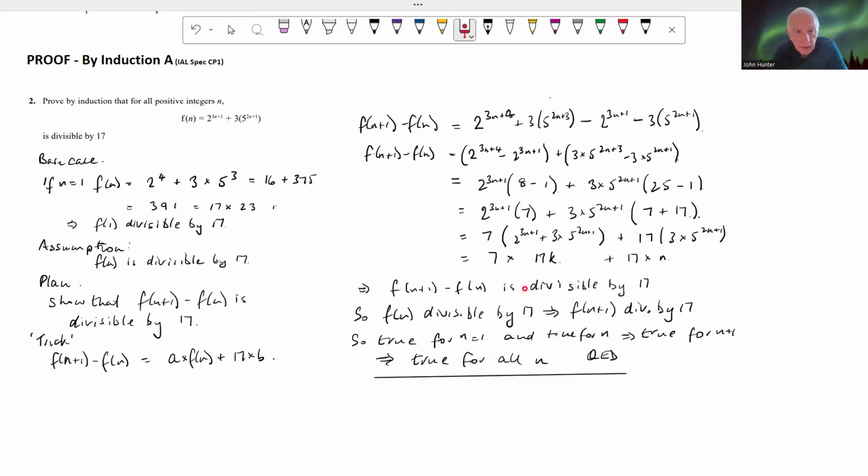So that is basically it. I think the takeaway from that really is this idea of stripping out this term. You might not need to do it, if we can look at this whole thing and somehow work out that it's divisible by 17, then that is fine. But it's not completely obvious from that stage there, is it?